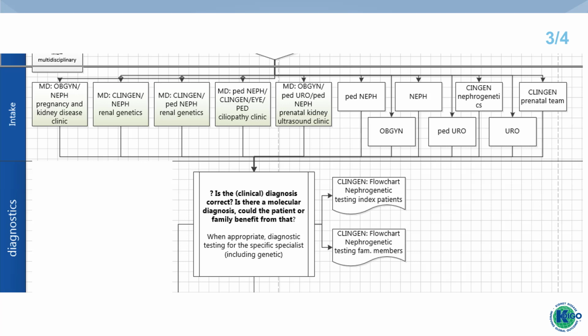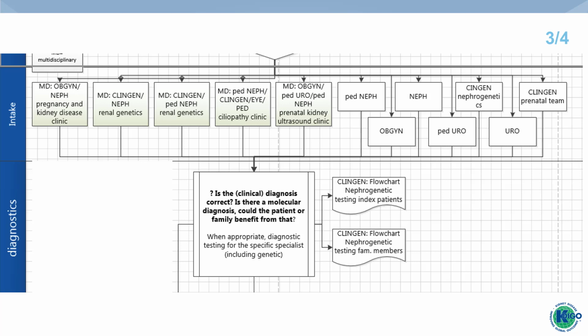Then there's the ciliopathy clinic, where there's more emphasis on follow-up. I'm the consultant there, along with the pediatric nephrologist, the ophthalmologist, a pediatrician, and a dietitian. And then we also have the prenatal kidney ultrasound clinic for women who come in with a fetus that shows abnormalities in the kidneys on the pregnancy ultrasound. And then obviously we have our separate clinics where we can see patients.